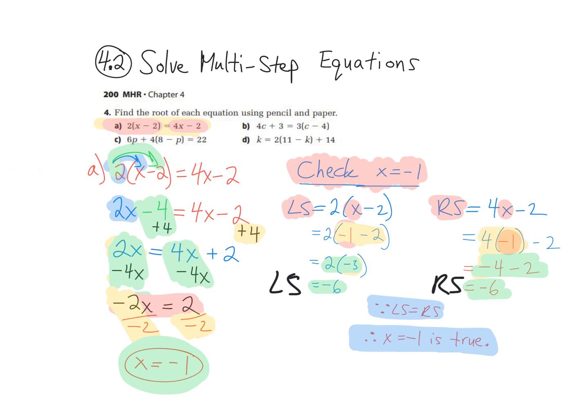In other words, we're solving a multi-step equation using our distributive property, using collecting like terms, using isolating the variable by dividing by the coefficient, and then finally checking our value with both sides separately to see if the left side equals the right side. So therefore x equals negative 1 satisfies both sides of the equation, which means they equal each other, which means it is true. It is the root to this equation, or in other words, it's the solution to this equation.